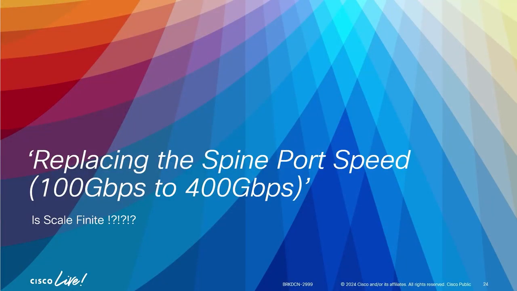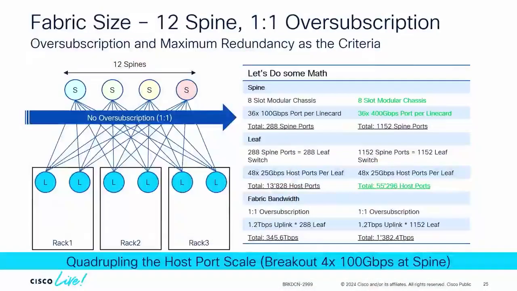I don't change the size of the chassis, I change the size of the interface connecting the spine to my leaf. So I move from 100 gig interfaces to 400 gig interfaces, right? I still use an 8-slot modular chassis, but now instead of 36 times 100 gig line card, I put 36 times 400 gig line card, which means I need to replace all the line cards, reconnect all the links, and so on.